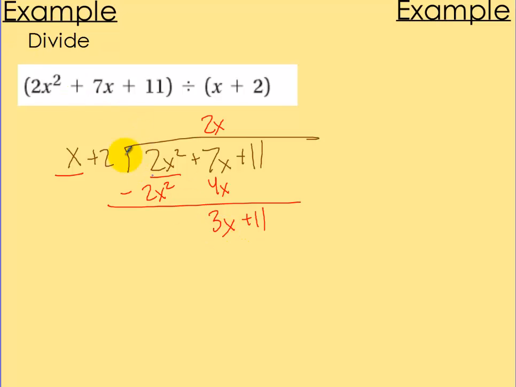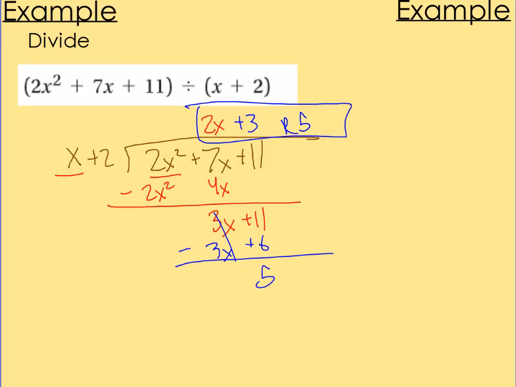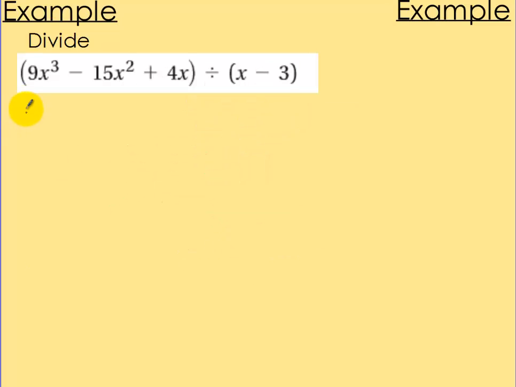And then you're going to say, okay, x times what is 3x? Well, plus 3. So it'll be 3x and then plus 6. You're subtracting the bottoms. These cancel. 11 minus 6 is 5. So it's 2x plus 3, we'll say remainder 5. And that is your answer. Let's try another one. Pause the video.